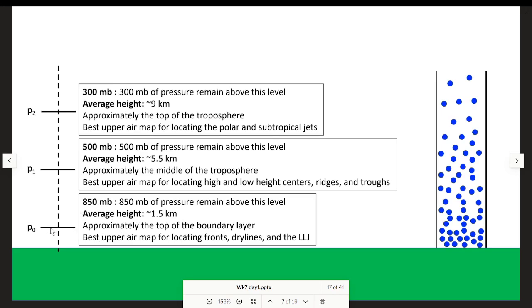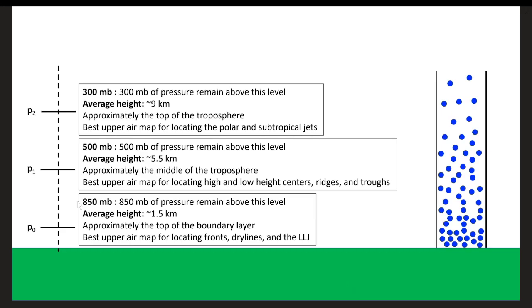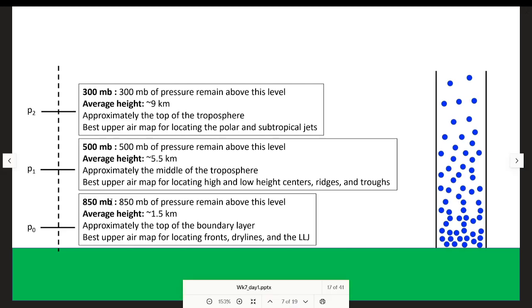Let's talk about P naught here. So they picked for their P naught to be 850. This is about 1.5 miles above the surface, but it depends on where you are. Like if you live in Colorado, your surface is at 850 millibars. And this means that 850 millibars of pressure remain above this level.